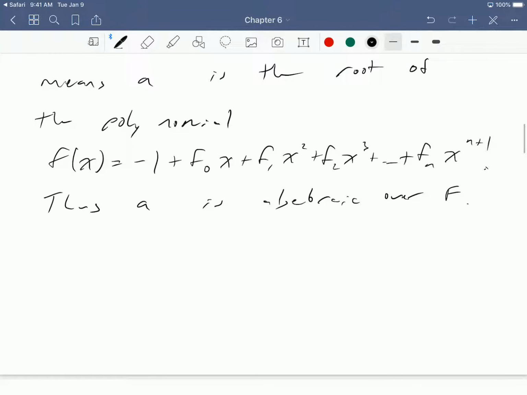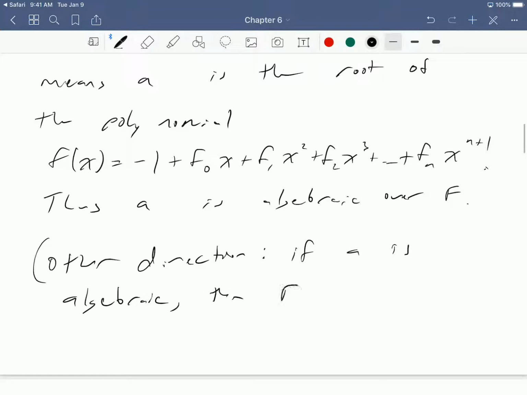All right, so that's one direction of our if and only if proof. That's our goal for this chapter. It turns out the other direction is harder. So the other direction, which says if A is algebraic, then F adjoin A is a field, is harder to do. And in order to do that, we need a little bit more machinery, so we'll introduce that in the next videos.